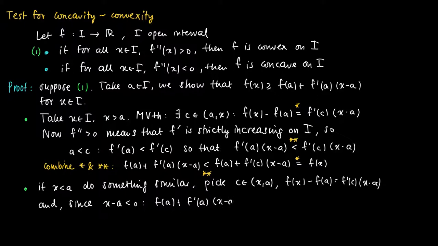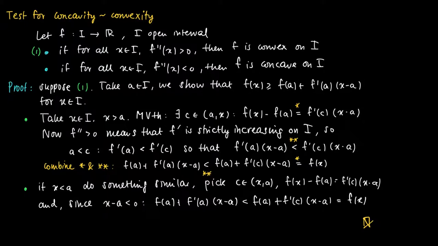And also since x minus a is smaller than 0, we see that f prime(a) is smaller than f prime(c). But x minus a is now negative, so we get on the left-hand side f(a) plus f prime(a) times (x minus a) is smaller than f(a) plus f prime(c) times (x minus a). But this latter term equals f(x). So now again we have f(x) is larger than f(a) plus f prime(a) times (x minus a). And this holds for x smaller than a.